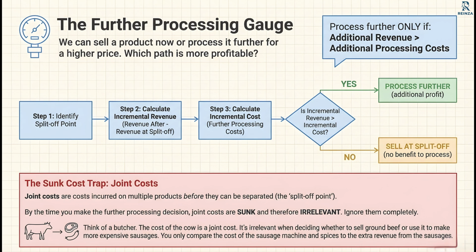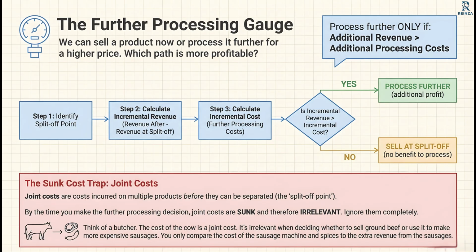Now here is where many students go wrong. The sunk cost trap with joint costs. Joint costs are costs incurred on multiple products before they can be separated at the split-off point. By the time you make the further processing decision, these joint costs are sunk and therefore irrelevant. Ignore them completely.